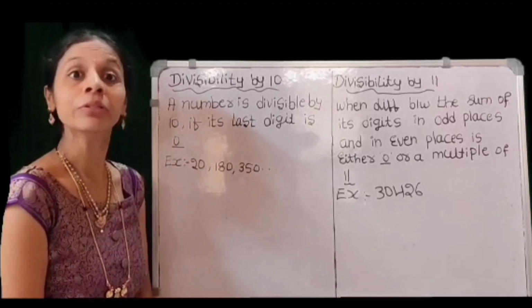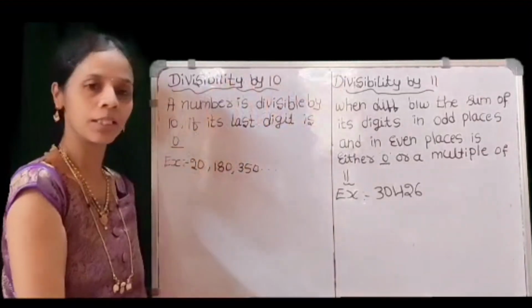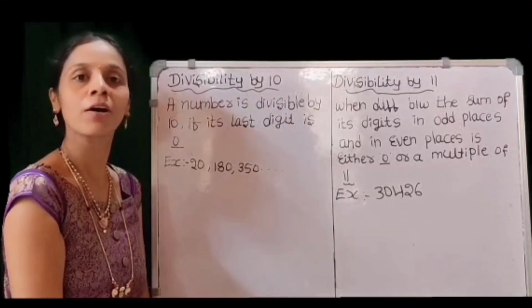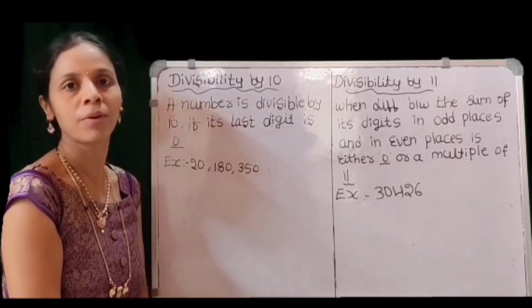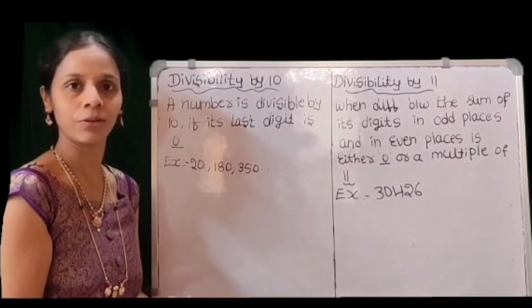Today we are going to discuss divisibility by 10 and divisibility by 11. Which numbers are divisible by 10? Which numbers are divisible by 11? How can we identify easily? Okay.